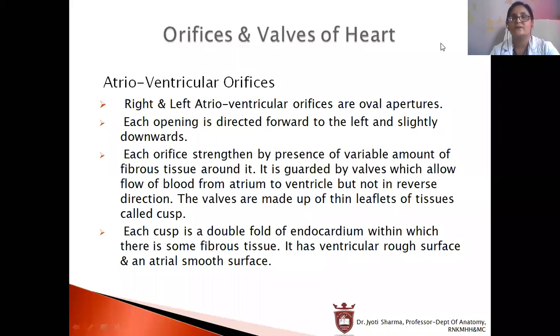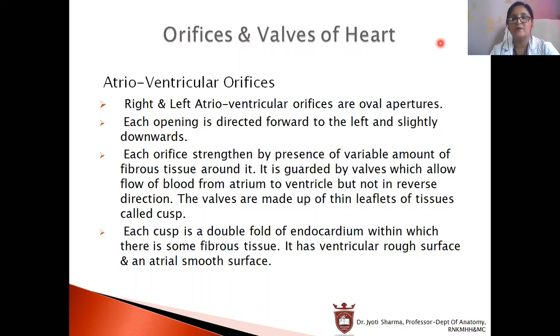Now we will see the orifices and valves of the heart. First of all, the atrioventricular orifices. The right and left atrioventricular orifices are oval apertures. Each opening is directed forward and to the left and slightly downward. Each orifice is strengthened by a variable amount of fibrous tissue around it. It is guarded by valves which allow flow of blood from atrium to ventricle, but not in the reverse direction.